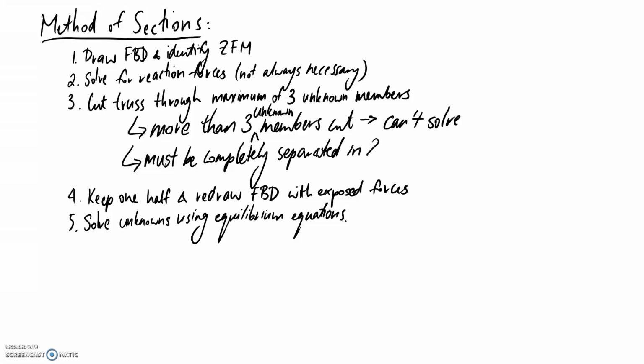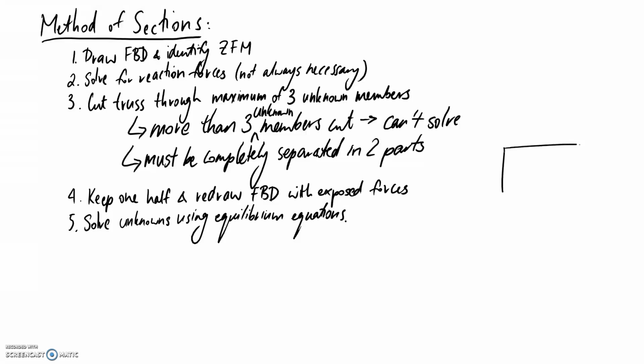Okay, into 2 parts, 2 distinct parts. It can't still be joined in one particular place, otherwise this isn't going to work. Alright, so once we've cut our truss into 2 parts, we need to just keep one of them. So you can select just one side, and you need to redraw the free body diagram with the exposed forces.